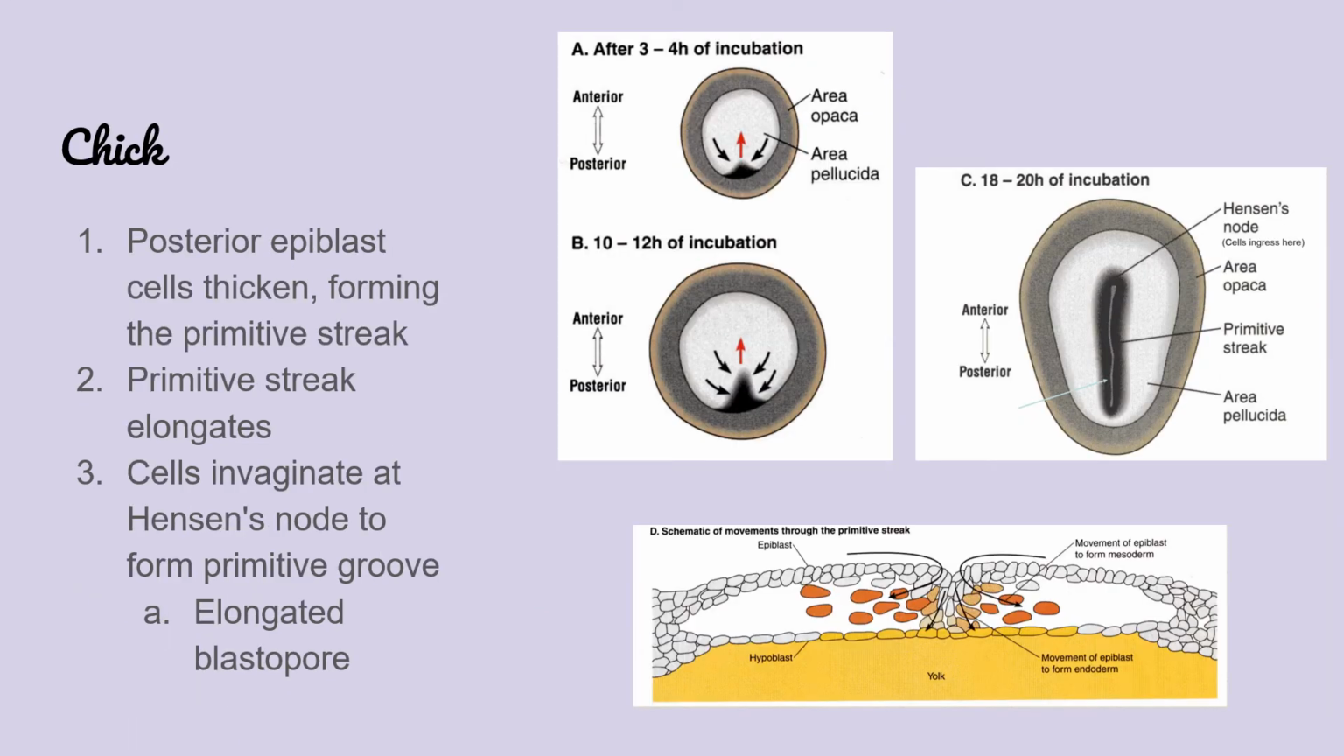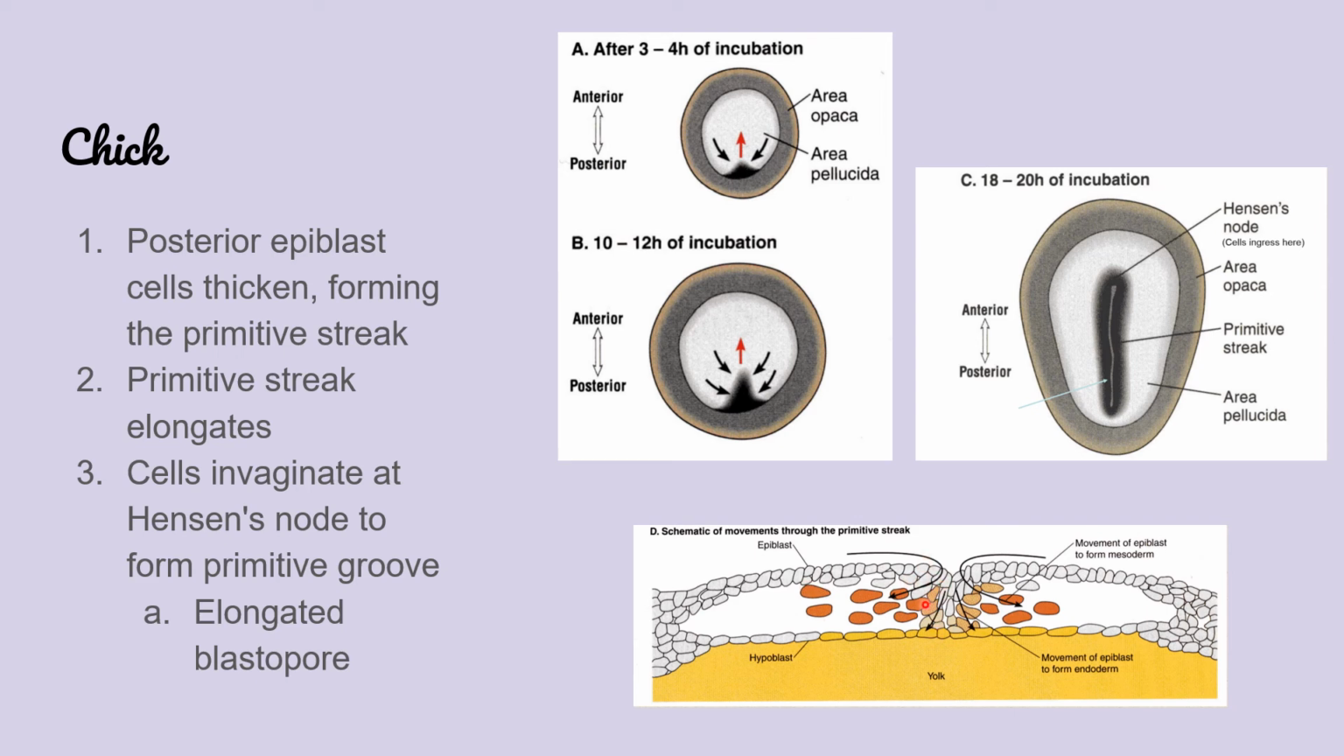Now for the chick, again we have our area opaca here and our area pellucida, and posterior epiblast cells are going to thicken, and that's going to form your primitive streak here, and it'll continue to elongate until it eventually looks like this. And then here at your Hensen's node, your cells are going to invaginate there. And so here's another view of just seeing the epiblast cells go and invaginate at this Hensen's node.